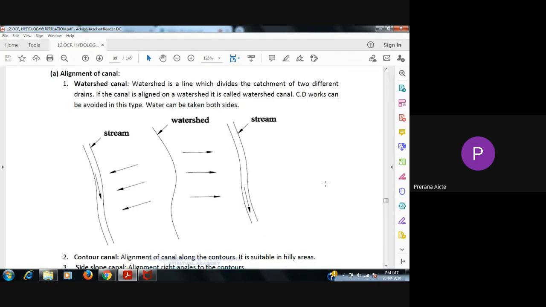So where is cross drainage necessary? When a stream and a canal are passing and cross at one point, you are supposed to consider cross drainage works. The canal may be flowing above the ground level with the drain flowing below the canal, or the drain flowing above the canal, or both passing at the same level. These are three important types: one is aqueduct, one is super passage, and the third one is level crossing.